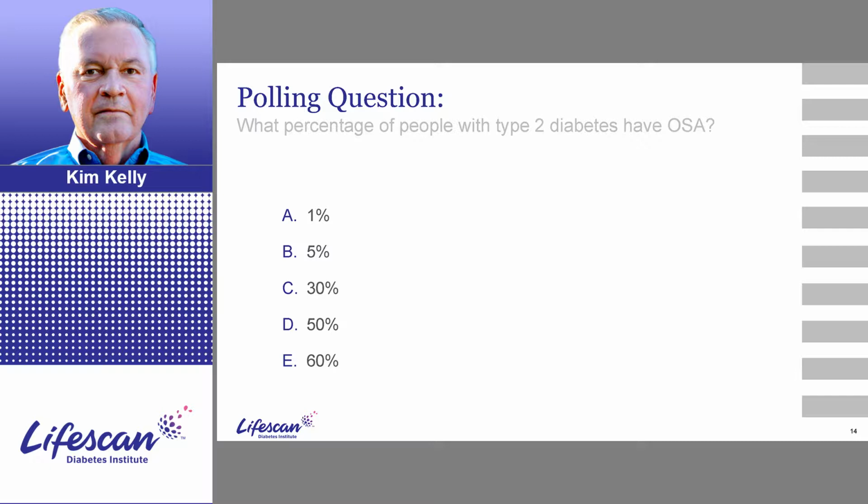All right, we have our first audience response question, and the question asks our attendees, what percentage of people with type 2 diabetes have obstructive sleep apnea? A, 1%, B, 5%, C, 30%, D, 50%, or E, 60%.